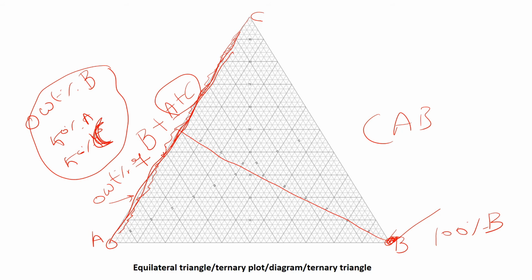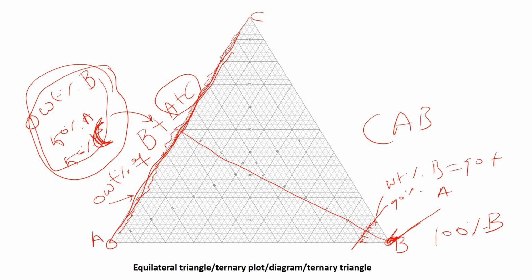So what is this? I will show you later how to plot these three values on a ternary diagram. But for the moment, we will see how to understand the ternary diagram, or a ternary plot, or an equilateral triangle. Call it any name. So this is your 100% line. This will be your 90%. Any point on this line, the weight percentage of B will be equal to 90, plus the remaining will be A plus C.